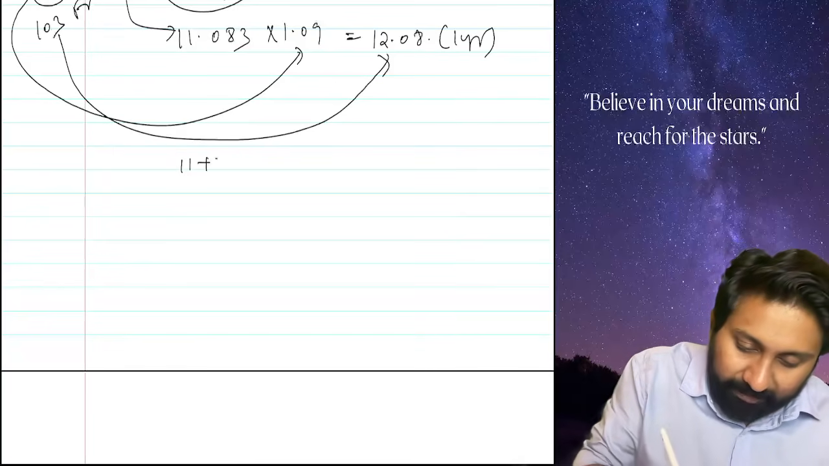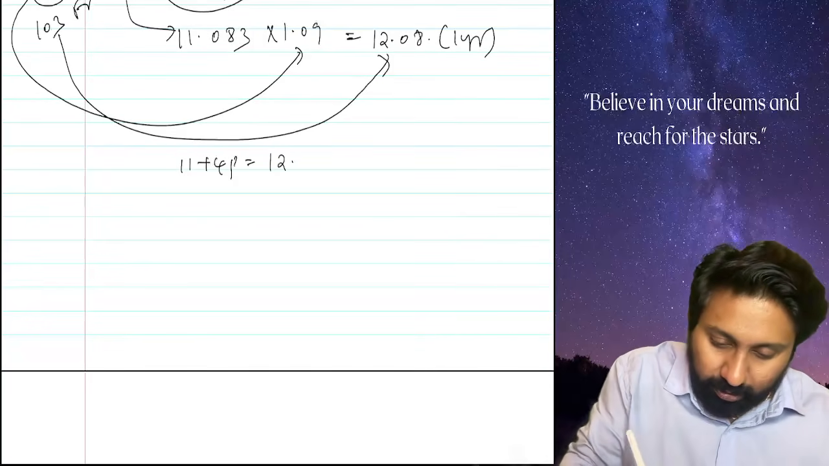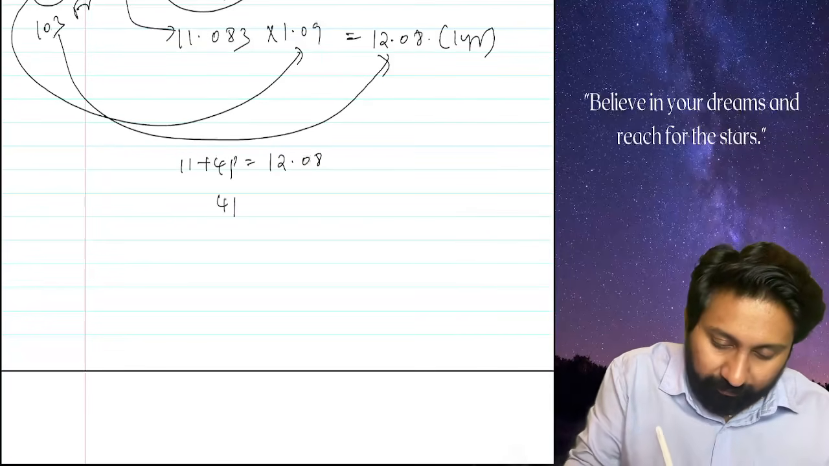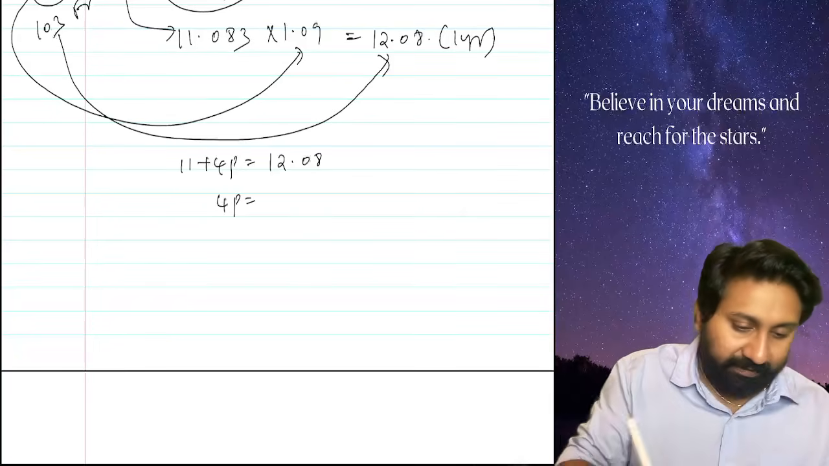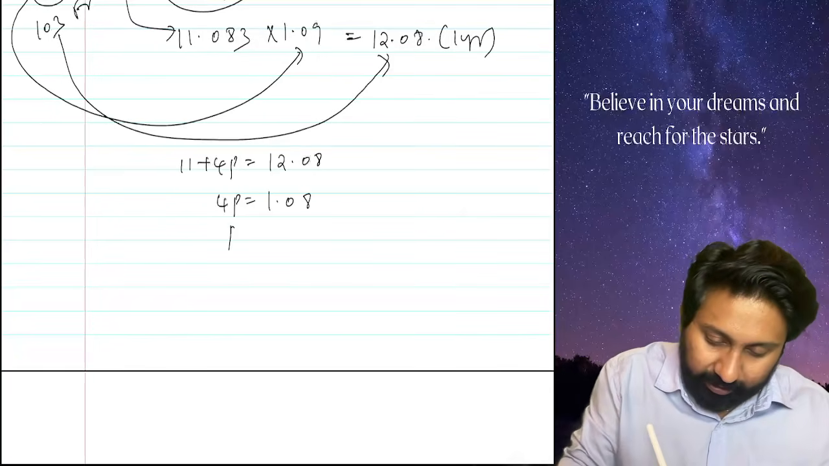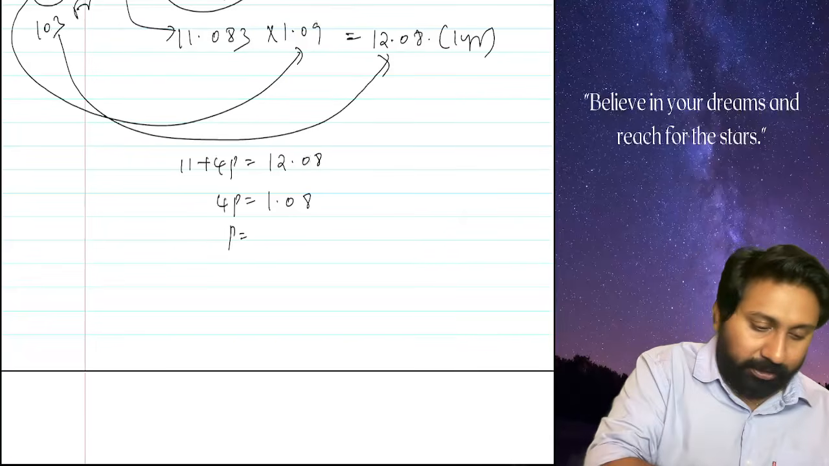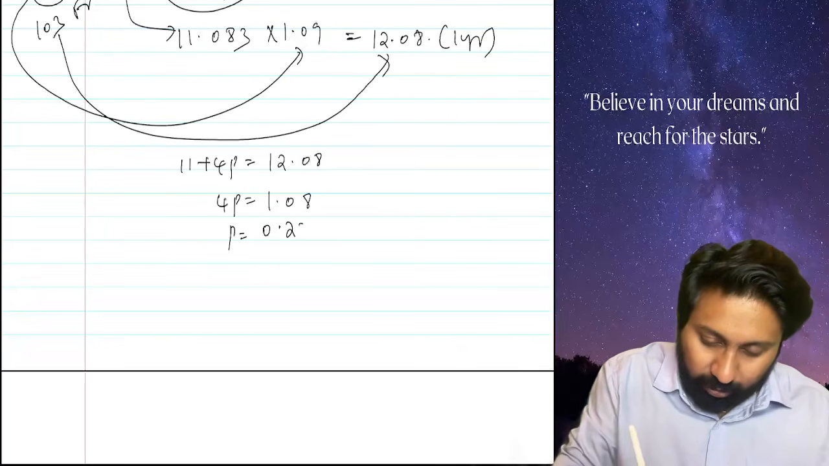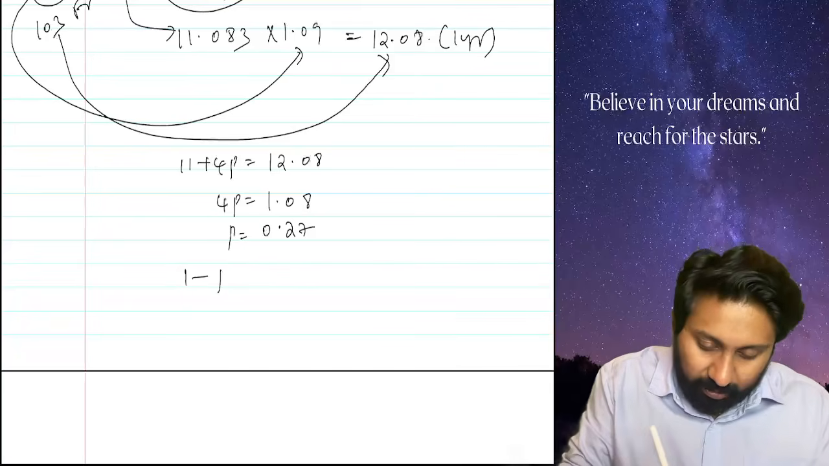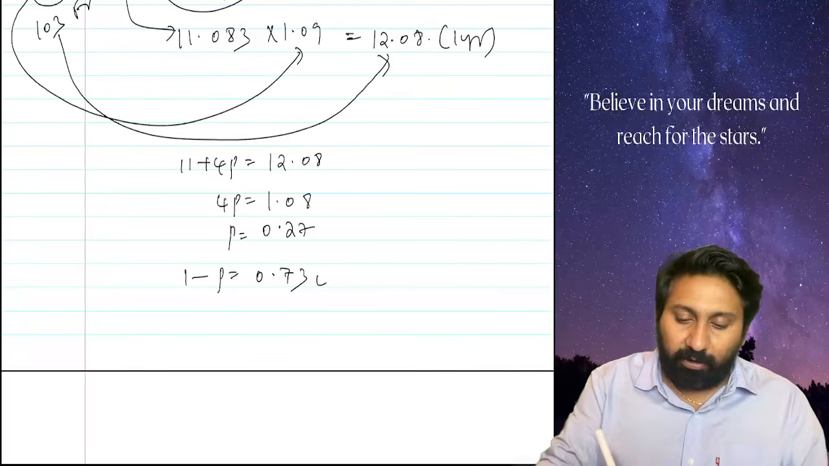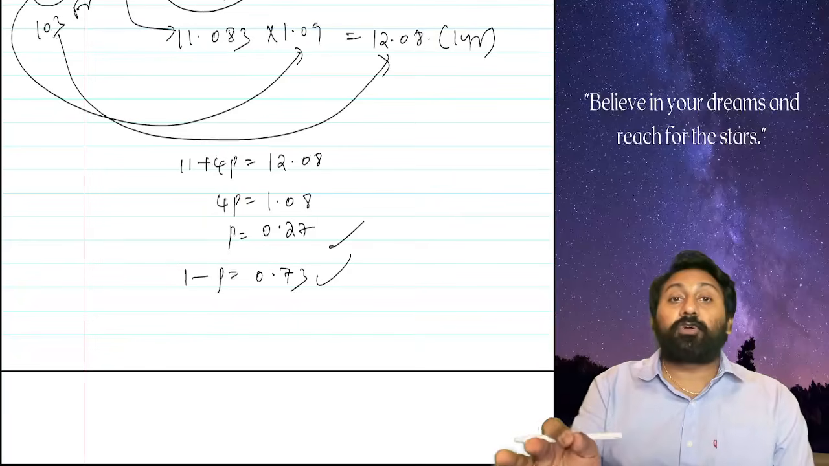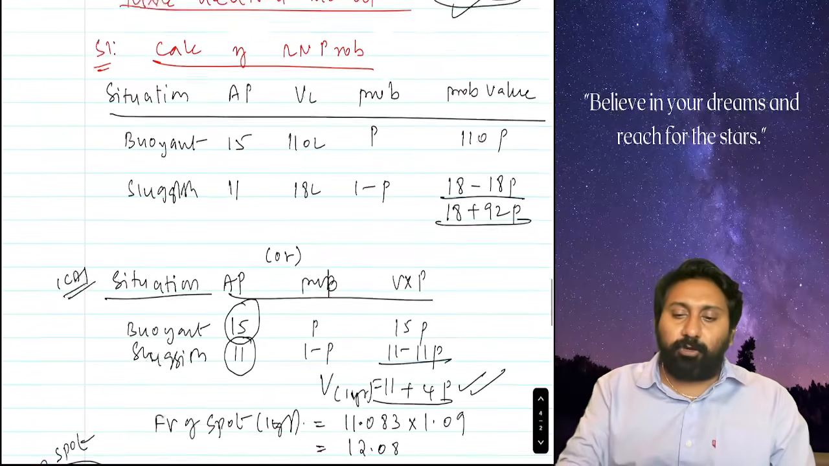So 11 plus 4P equals 12.08. 4P equals 12.08 minus 11, which is 1.08. P equals 1.08 divided by 4, which is 0.27. 1 minus P equals 0.73. What we calculated now are the risk neutralized probabilities.